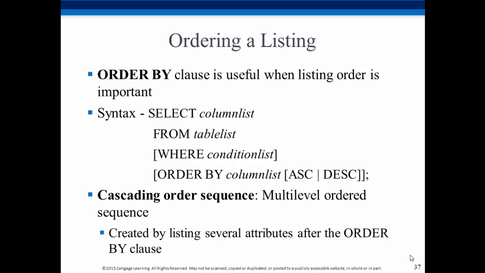Cascading order sequence is a multi-level order sequence. It is created easily by listing several attributes separated by commas after the order by clause, such as select last name, first name, initial, area code, and phone number from employee, ordered by last name, then first name, then initial. Okay? And it gives you a result there in figure 718 on page 278 of how that would work.